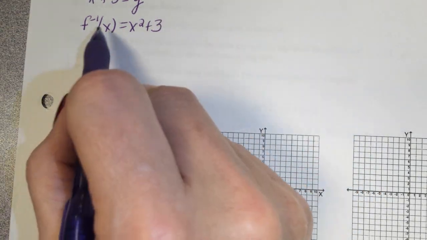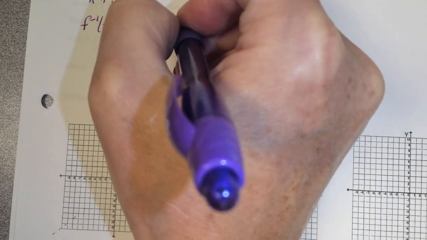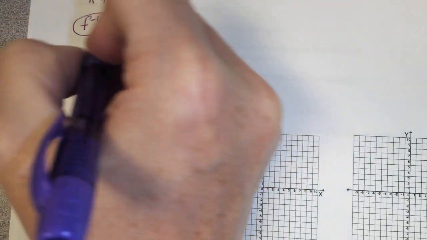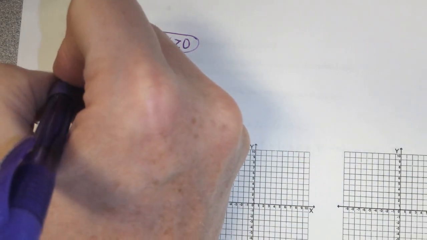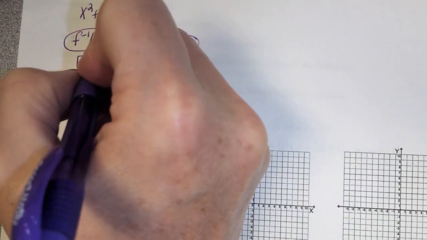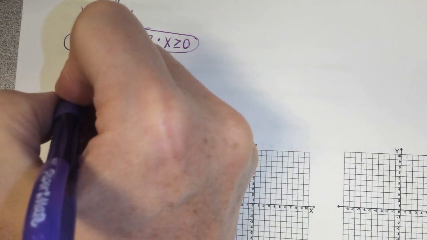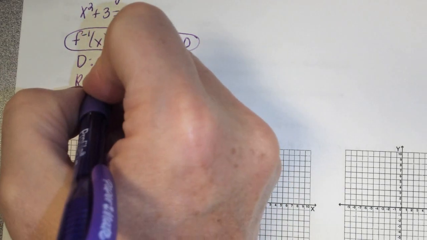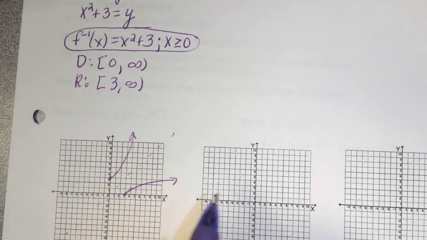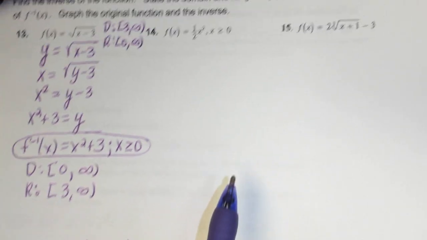So what I would have to do to make this the inverse of that original function is to restrict it and say x must be greater than or equal to 0. That is the inverse function. The domain of this inverse function, we can see, is 0 to infinity. The range of this inverse function, looking at my graph, starts at 3, goes to infinity. Okay, but this would be the inverse function right here.